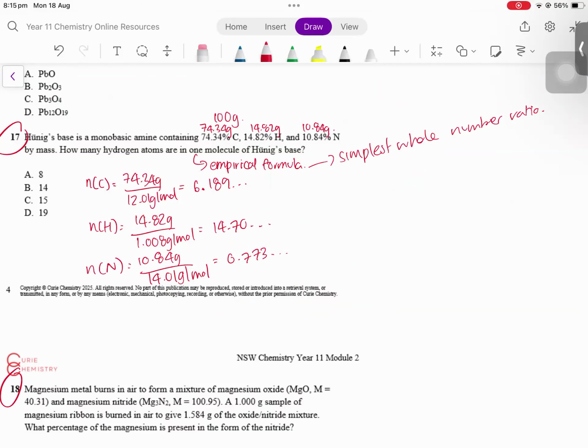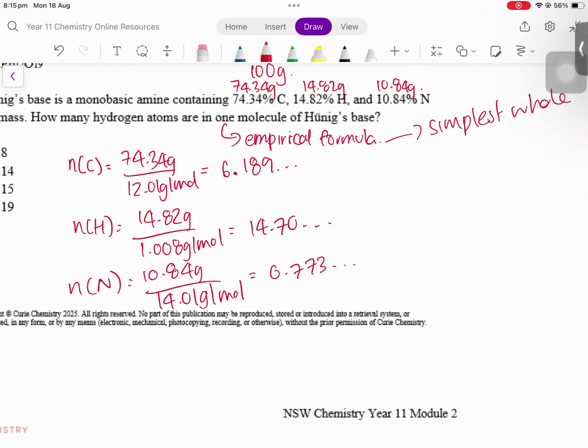Okay, if I want to turn things into a nice whole number, no longer decimals less than one, then I want to divide by the smallest number. Dividing by the smallest number means every other number is bigger than one. So I'm going to divide all of it by 0.773. For nitrogen, you'll obviously get one because it's dividing by itself. What do you get for the other two?